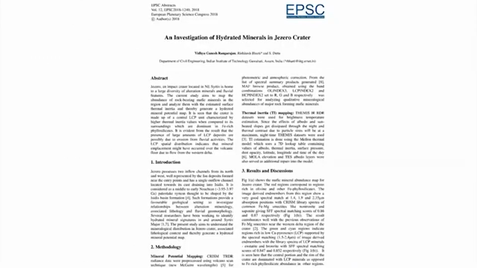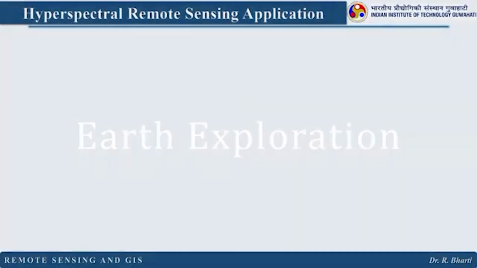Now let us see some of the examples for Earth. So how do we use this hyperspectral remote sensing for Earth exploration or in different applications? Now we are shifting from other planets to Earth. Here are some of the papers which I want to highlight; you can refer to them if you are interested in this particular research area.